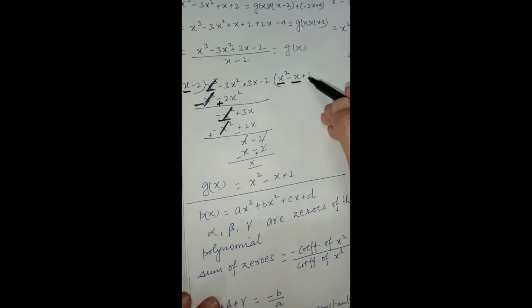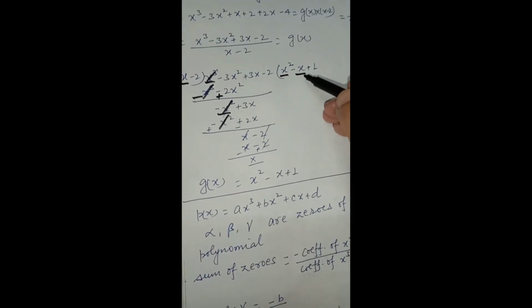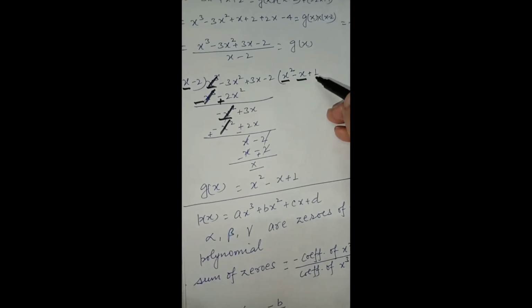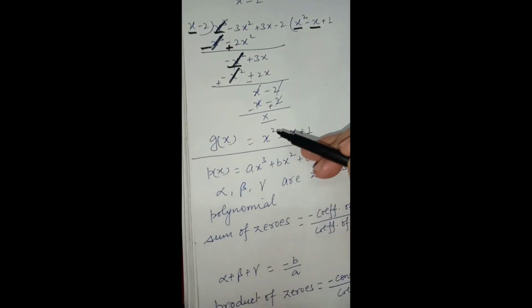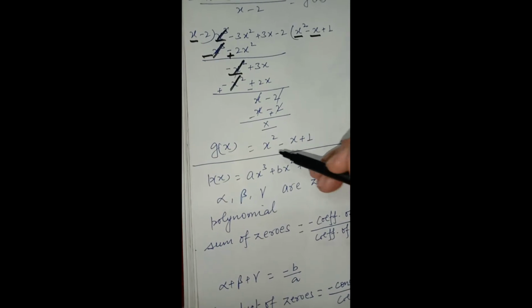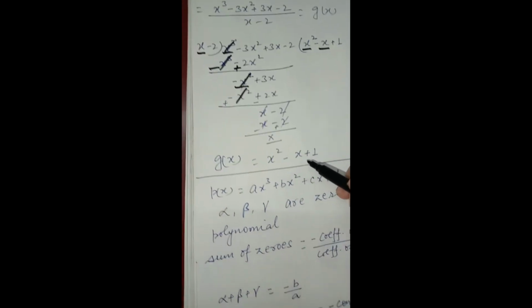On solving, it will go one time. So minus x minus 2. The remainder is 0. So the value of g(x) is equal to x square minus x plus 1.